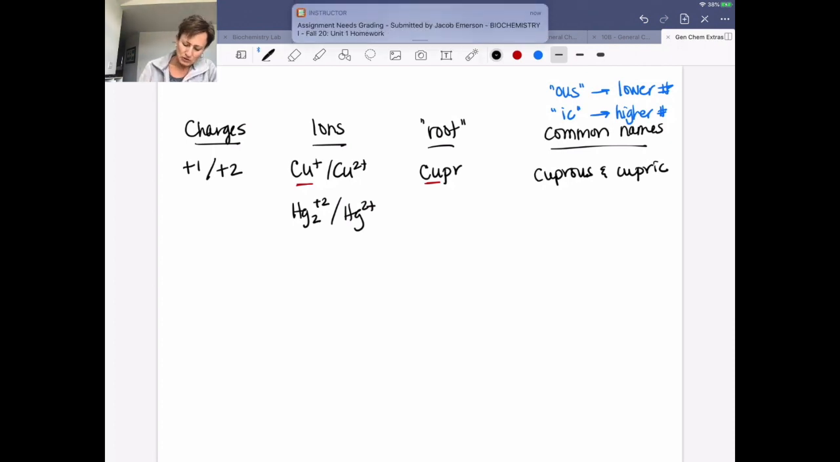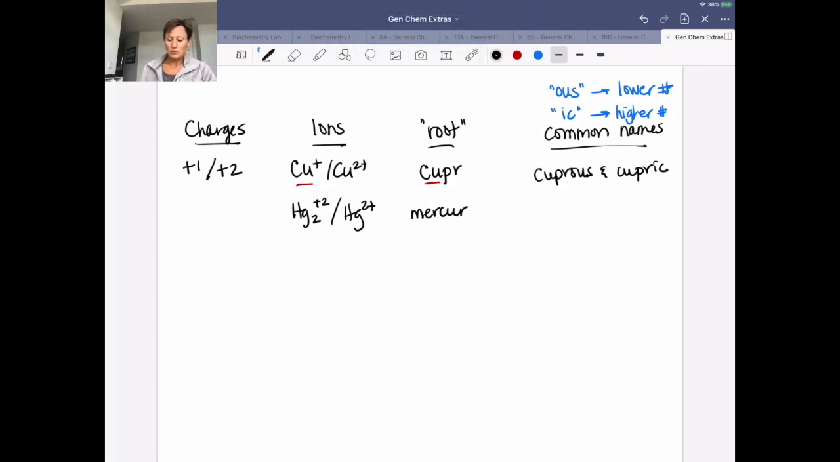When we think about mercury, that is mercure, without the Y, that is going to be our root. So it's mercurous and mercuric. Those are how we handle that. So those are our 2 things that come as a +1 and a +2 flavor: we've got copper and mercury.